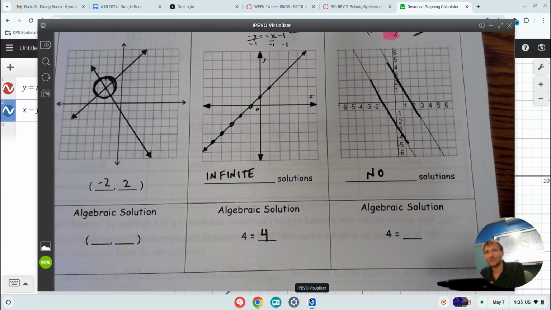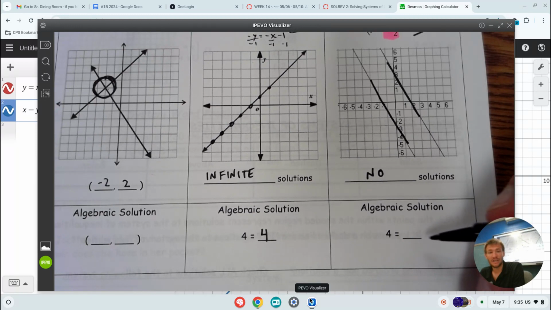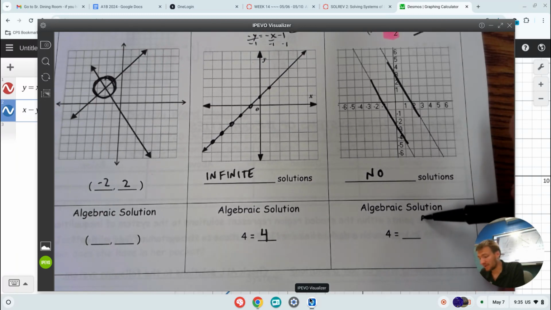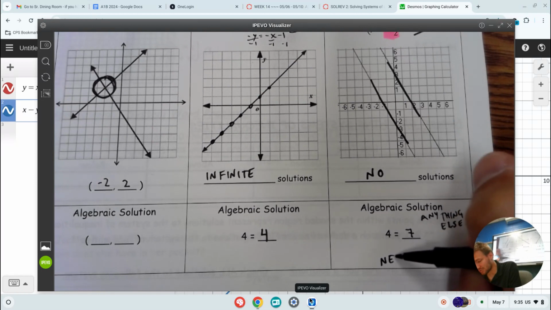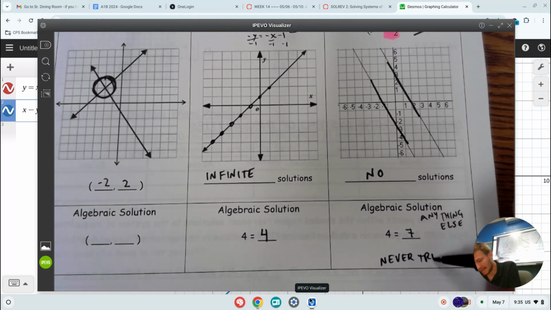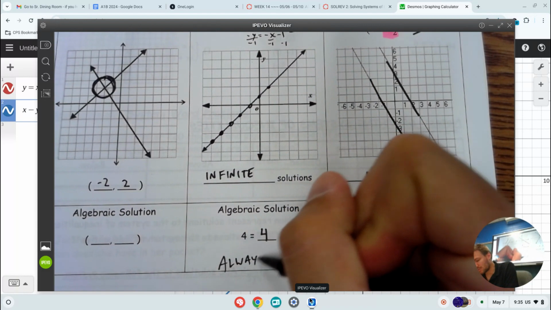Now for a no solution equation, it just needs to be 4 is equal to, and really it needs to be anything else. So 7. Sure. 7 works great. So does 77. So does 712. So does negative 2. Anything else. And this right here is never true. That's why we put no solution. I don't care if you're in first, second grade. I don't care if you're on the moon. 4 is not equal to 7. 4 equals 4 is always true.